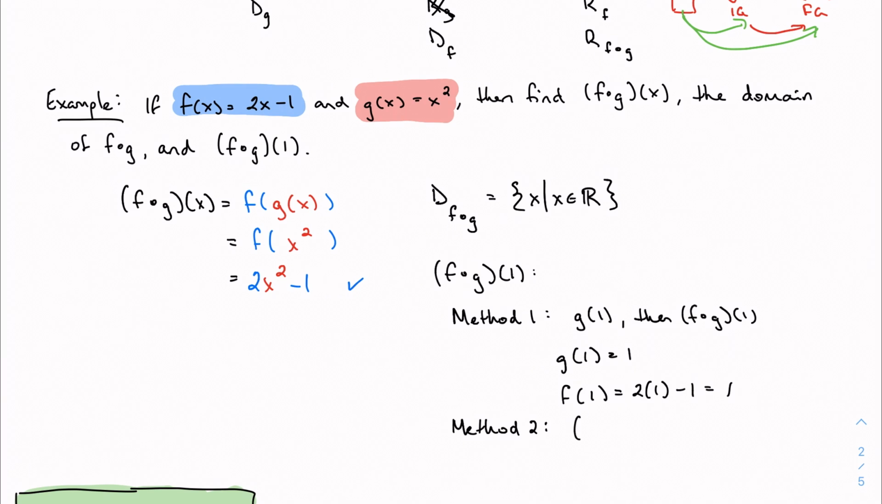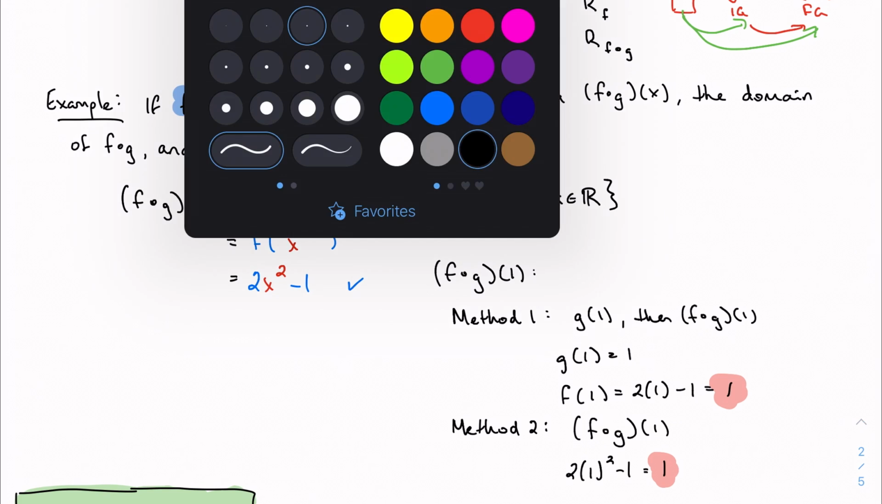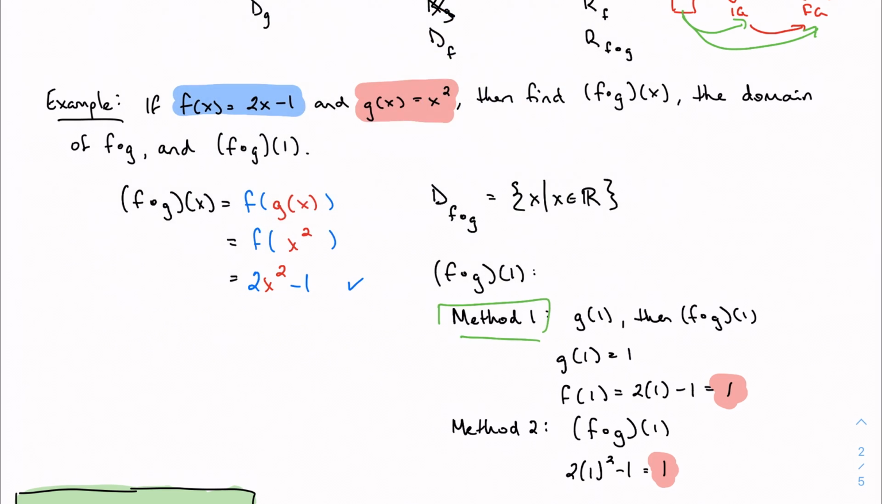Method 2 is to evaluate into f of g directly. That's to say 2 times 1 squared minus 1 would be still 2 minus 1, which is 1. All right, it doesn't matter which way I go about it because I'm going to get the same final answer. So I would say use whichever method works best for you.